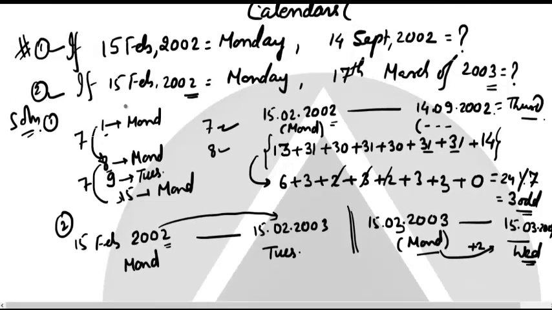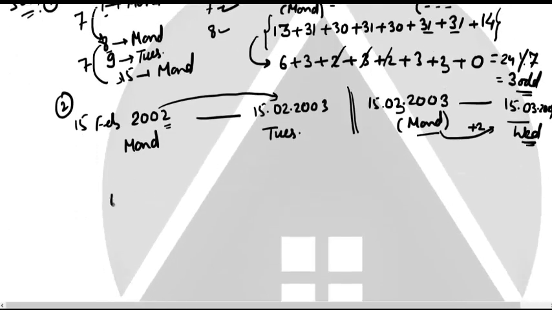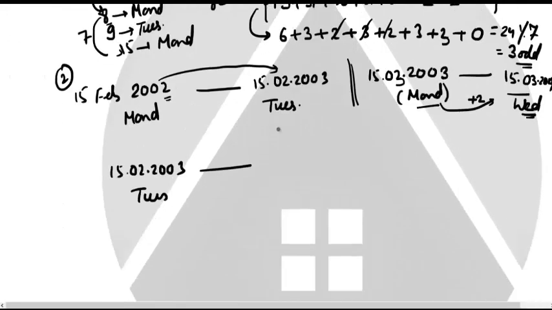So you can see that 15th February 2002 is Monday. Then I can write that 15th February of 2003 will be Tuesday. And from here I want to go to 17th March of 2003. So in February, how many days are left? 2003 is not a leap year. So I have just 13 days in February, and then March will have 17 days.